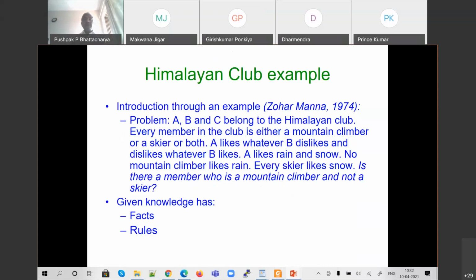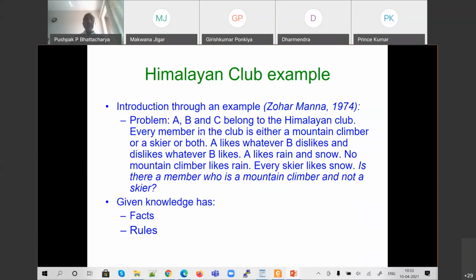Now, this example is the Himalayan club example. Can somebody verify that you are seeing this example, Himalayan club example? Yes, sir. Okay. So this is given in the form of puzzles in competitive examinations.